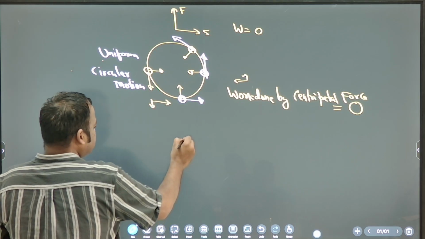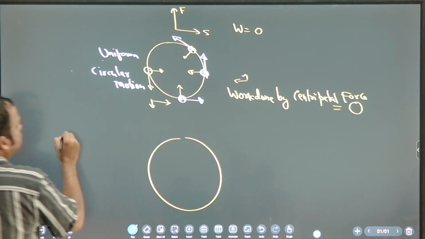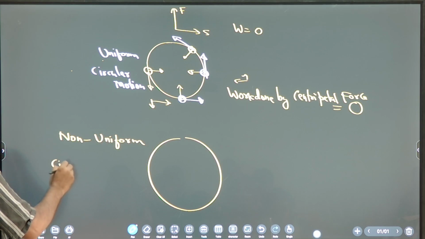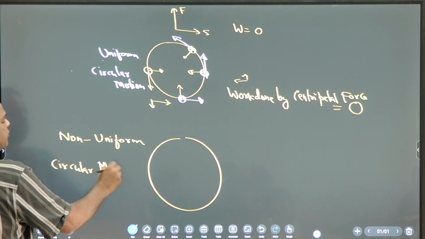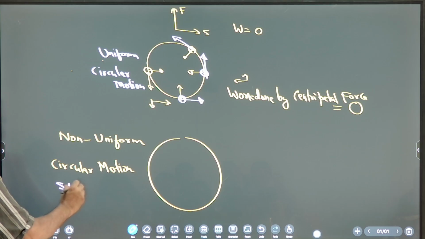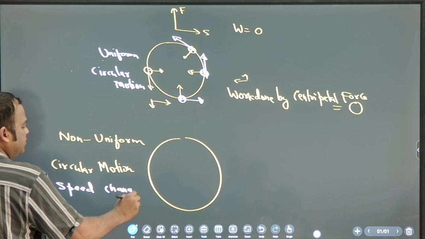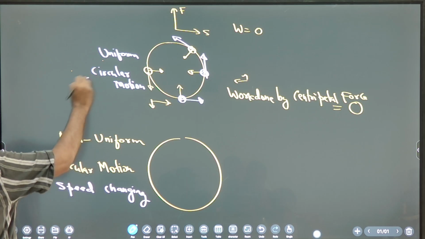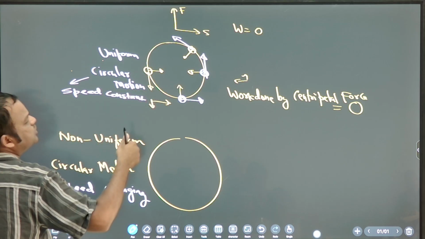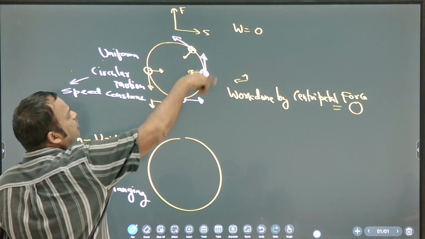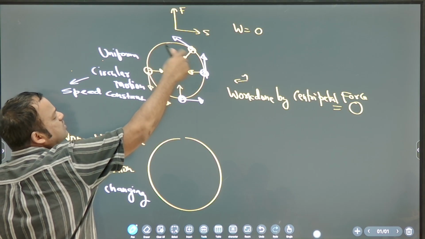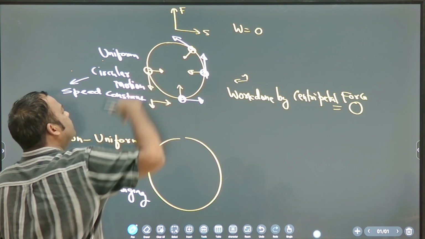Non-uniform circular motion. What is non-uniform circular motion? Speed changing. Good. Remember. Uniform circular motion means speed constant. Constant speed, like circular motion of moon. Moon is performing circular motion with constant speed around Earth. Electron is also performing circular motion with constant speed.